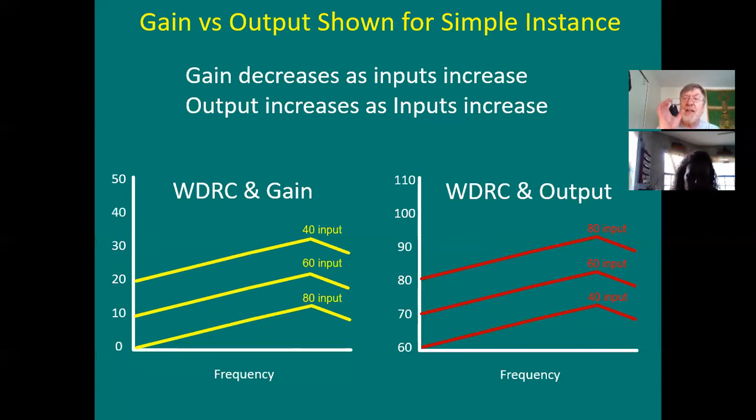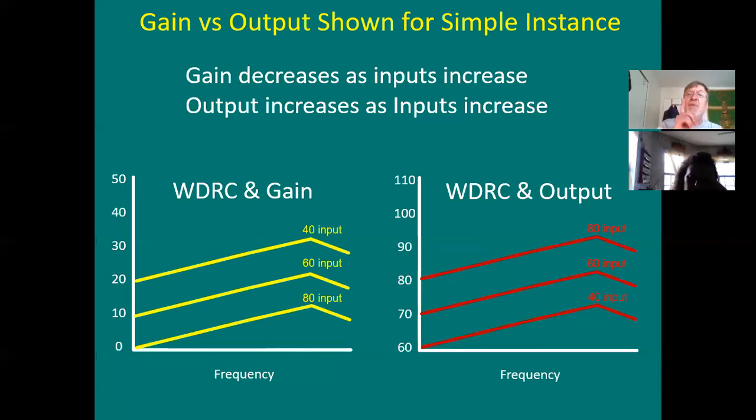So this is what we need to take home, okay? When reading outputs, the softest input is on the bottom. The output for average inputs is in the middle. The outputs for loud inputs is on the top. But when you're talking about it in terms of gain, it's exactly the opposite. The gain for 40 inputs, for soft inputs, is at the top. The gain for loud inputs is at the bottom.